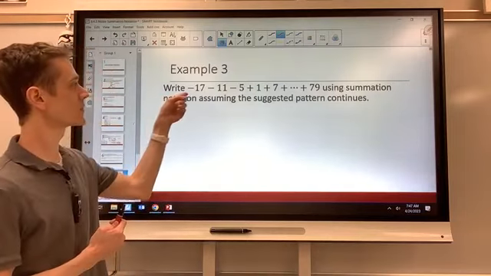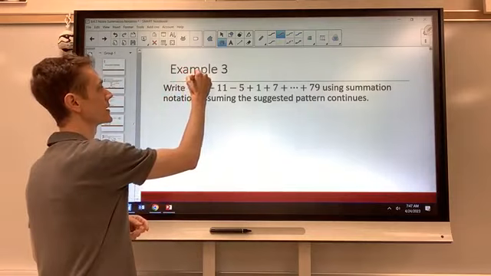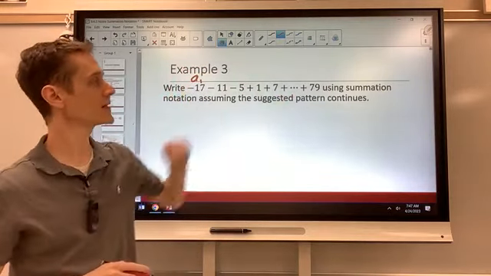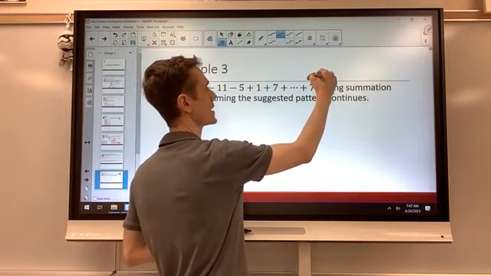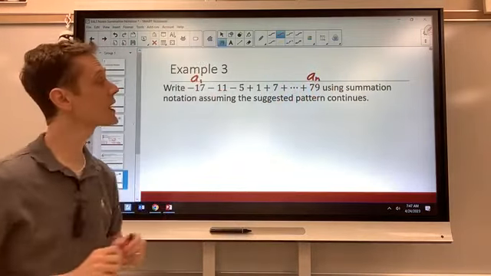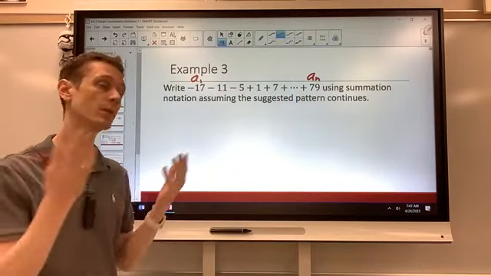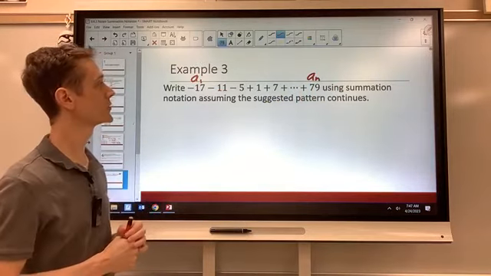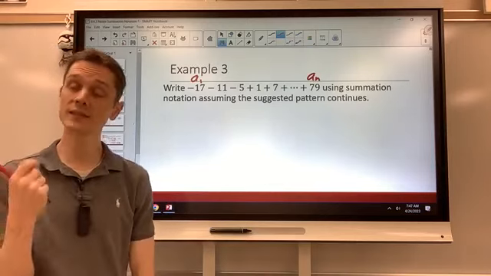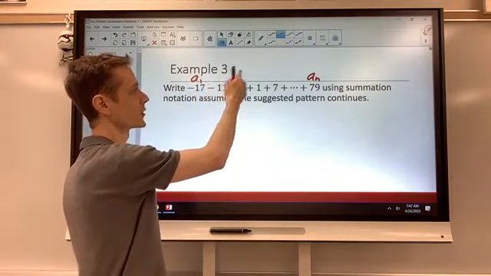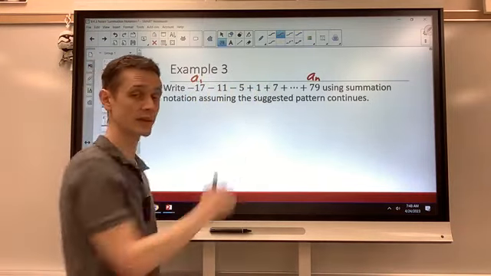Now, to identify some of the information I have, this number right here, negative 17, that's my a sub 1 value. We also know the very last number in the sequence, so that's a sub n equals 79. And the other thing I would encourage finding is, if it's a geometric sequence, find r, but this is an arithmetic sequence, so we want to find what the d value is in this case. So I noticed that they seem to be adding 6 over and over and over again. That's what's making this an arithmetic sequence.